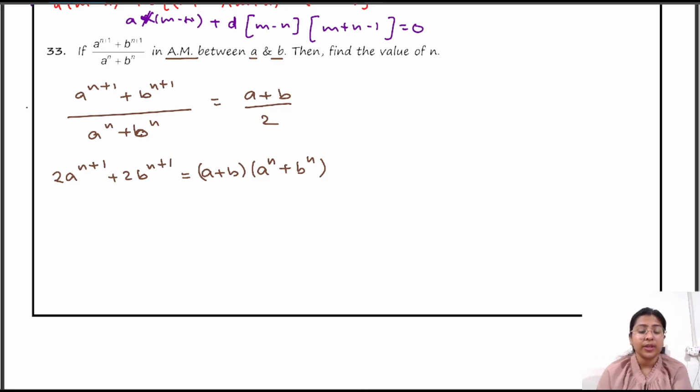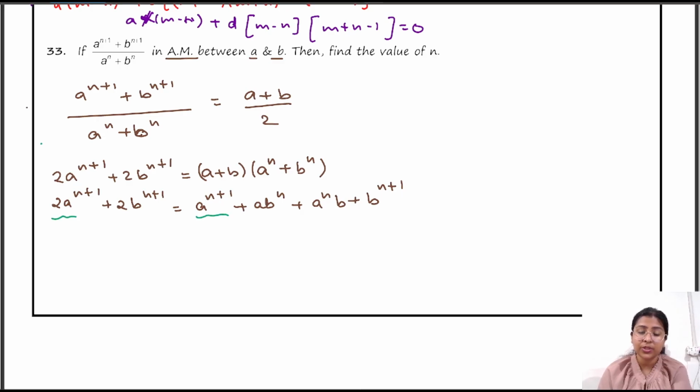This is clear? Okay, now simplifying this, multiply A with this, you will get A raised to the power n plus 1. Multiply A with this, you will get A into B raised to the power n. Multiply B with this, you will get A raised to the power n into B. Multiply B with B raised to the power n, you will get B raised to the power n plus 1. Again, see the like terms. These are the like terms. If you transpose this to the LHS, it will become A raised to the power n plus 1. Similarly, if you transpose this towards the LHS, it will be B raised to the power n plus 1 is equals to A B as it is.